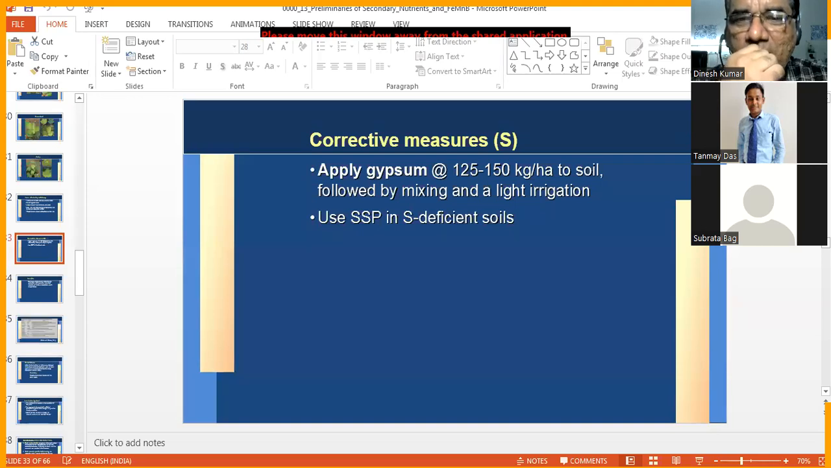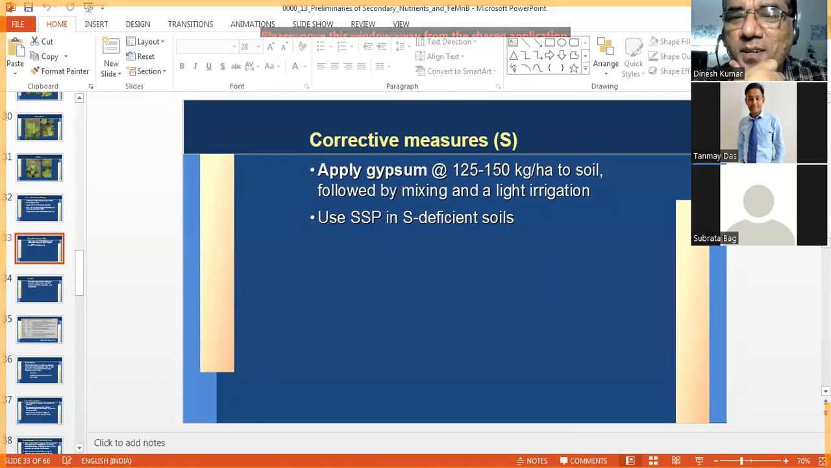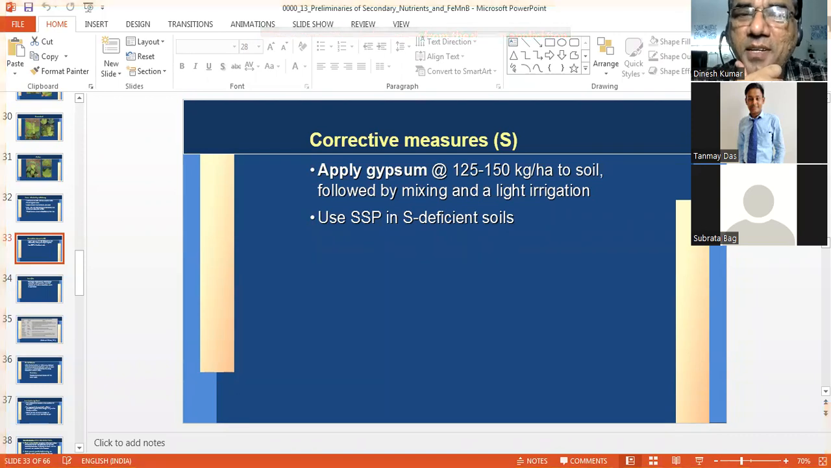Sir, maybe 12, sir. 12 is, I think, too low. 18.6. 16 to 18, I think. Normally it is 16 to 18%. You can check it. 16 to 18% sulfur.